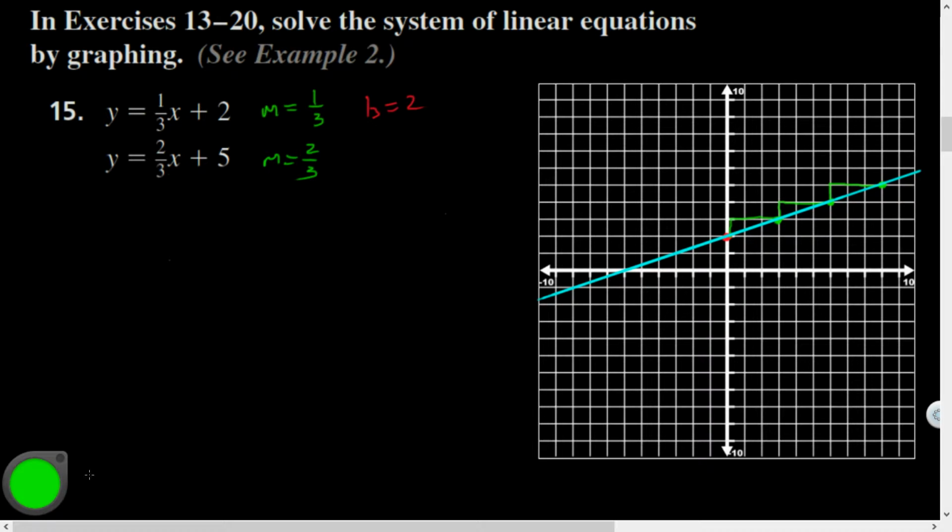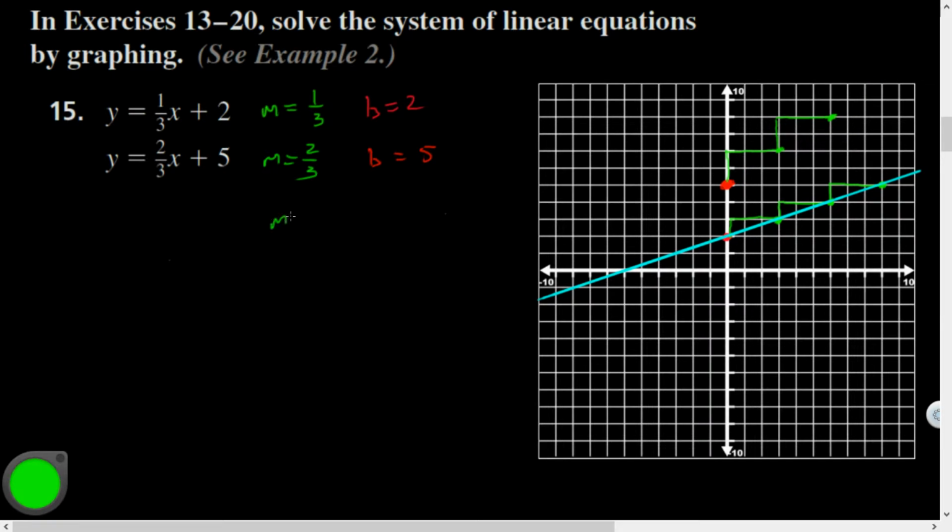Let's see. So m equals 2/3 for this line. The intercept is 5. All right. Up 1, 2, 3, 4, 5. Okay, hopefully the intersection is going to occur. I think it might. Up 2 and over 3, right? So up 2 over 3, up 2 over 3, and I could plot more points. It looks like the lines are getting further away from each other over here. So I'm hoping there's an intersection down this way.